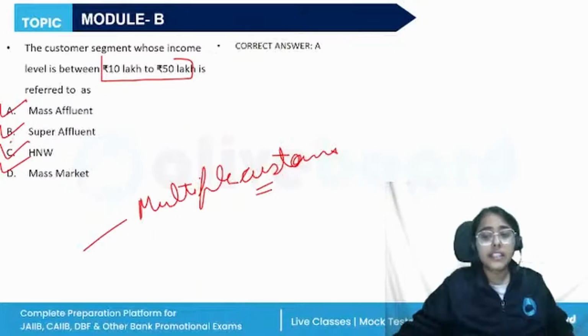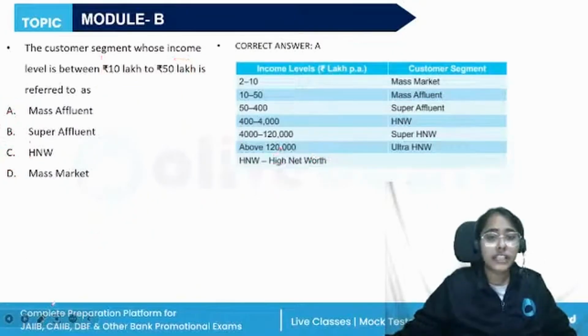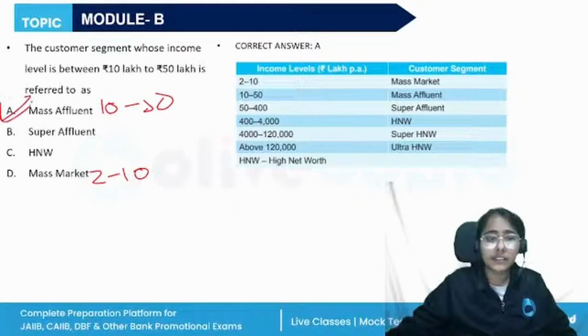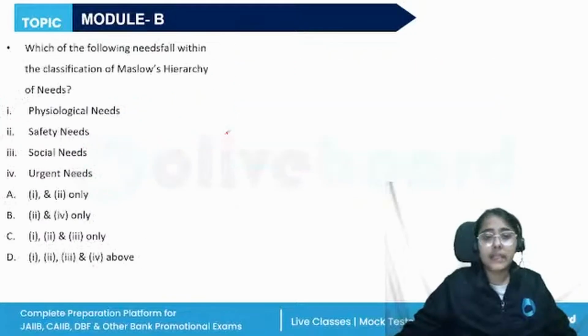So the correct answer here will be option A. And this is the whole classification. Income levels between 2 to 10 lakhs is known as mass market. So 2 to 10 lakh mass market. Then 10 to 50 is known as mass affluent, which is also our correct answer. Then super affluent is 50 to 400, and high net worth is 400 to 120. All right. So that is the correct answer, option A.